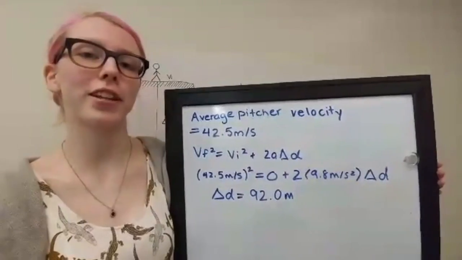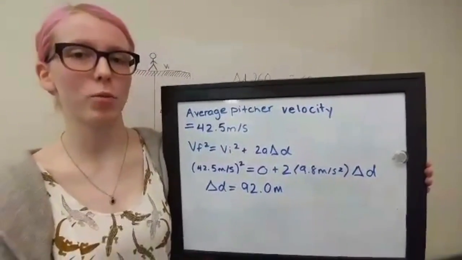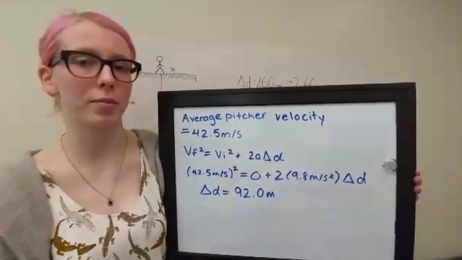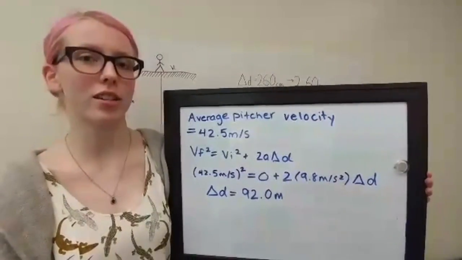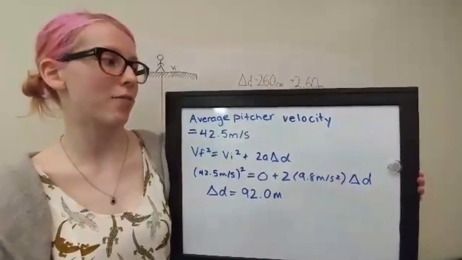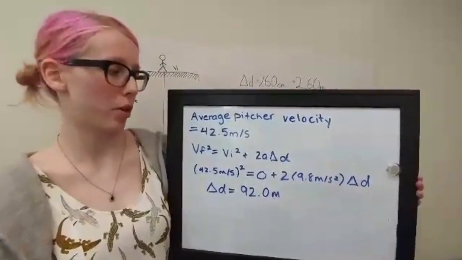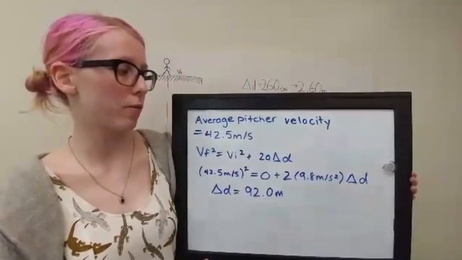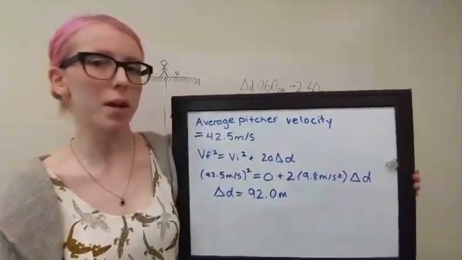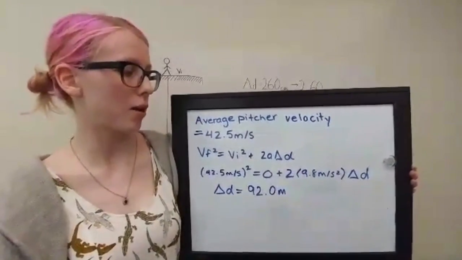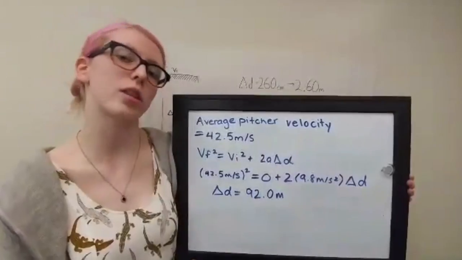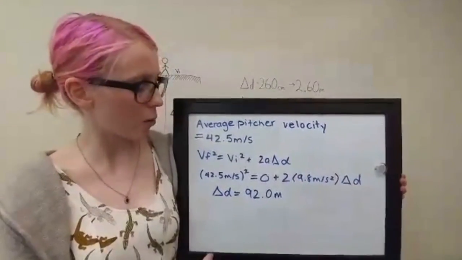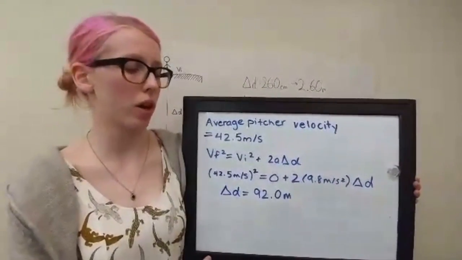Okay, so another fun little calculation that we did is we wanted to see how high up you would have to be to make the final velocity the same as the average pitcher velocity of a baseball. And the average pitcher velocity was 42.5 meters per second. So we input that into a kinematic formula using some of the variables that we already had, and we came out with the distance of 92.0 meters.